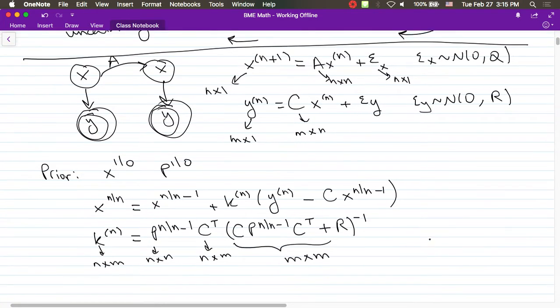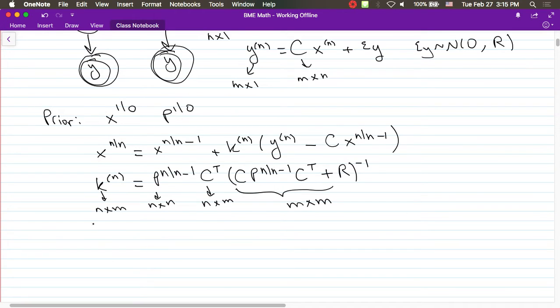Okay, so that's our gain. That's our Kalman gain. What's our uncertainty about the state x? So x is what we're estimating here. What's my uncertainty about it? My posterior uncertainty is the identity matrix minus the Kalman gain times C times the prior uncertainty. Okay, so this is my posterior uncertainty. This is my estimate of x. This is my Kalman gain.